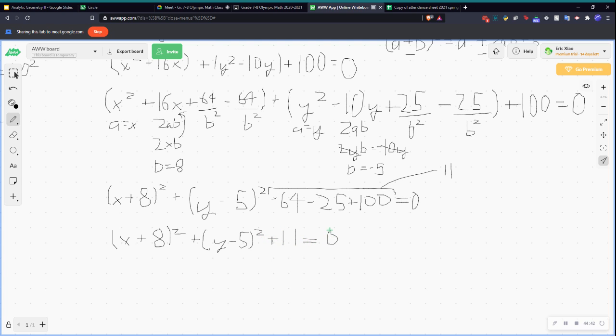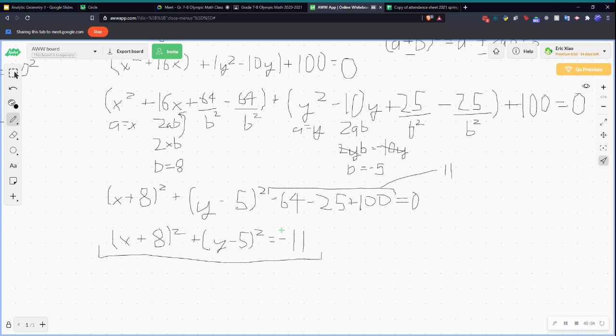is equal to 0. And we just move the 11 to the right side of the equation. I'm just going to undo those. And so we just subtract 11 from both sides, so we get this final answer. So we have x plus 8 squared plus y minus 5 squared is equal to negative 11. So that will represent your equation in standard form.